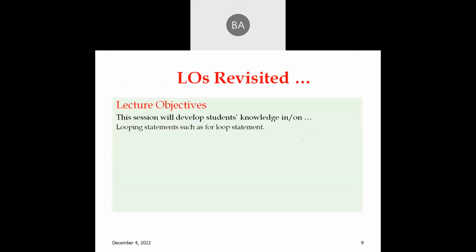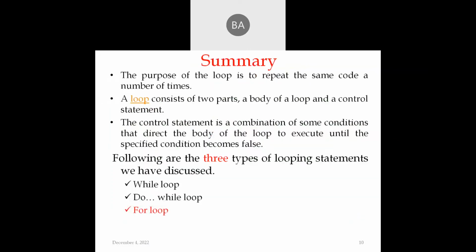Now the lecture outcomes are revisited here. This session will develop the students' knowledge on how a for loop statement can be used. The summary of the session is that the purpose of the loop is to repeat the same code a number of times. A loop consists of two parts, the body of the loop and a conditional statement. The condition, which we can call a control statement, directs the body of the loop to execute until the specified condition becomes false.